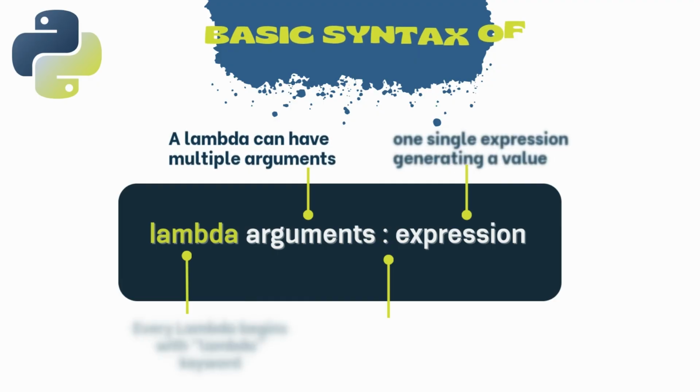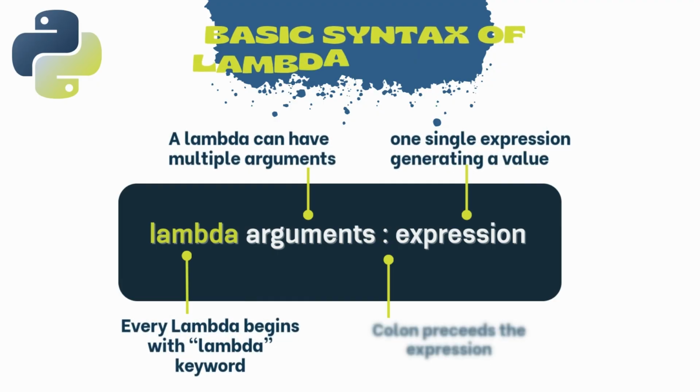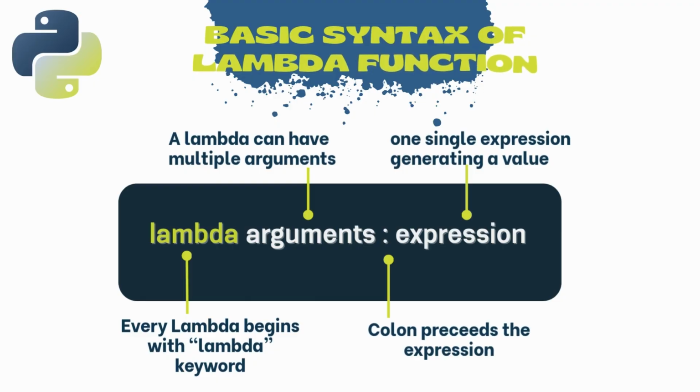The syntax of the lambda function includes four entities: beginning with the keyword lambda, accepting a single or multiple arguments, followed by a colon, and finally returning a value generated by the single expression given at the end of the function definition. There is no explicit return statement in lambda functions. This conciseness makes them lightweight and easy to use.